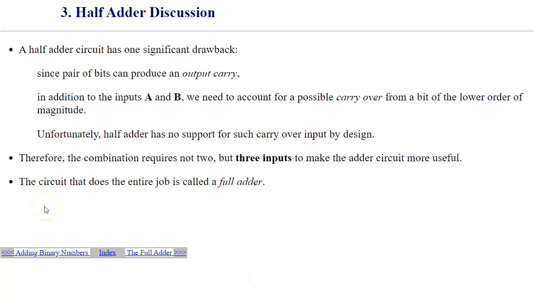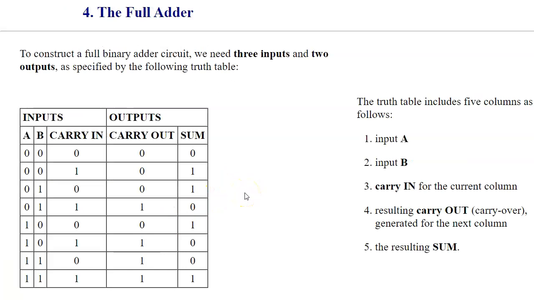And as this discussion suggests, we actually need 3 inputs to make the adder circuit useful in multi-bit situations. Such circuit is called a full adder. So with the full adder, we need to extend our truth table by adding another column of data, and it's called carry in. So we have 2 inputs, A and B, and also carry in signal that potentially could be coming from another full adder. So on the left hand side of this table we have 3 inputs, and on the right hand side of this table we have two outputs.